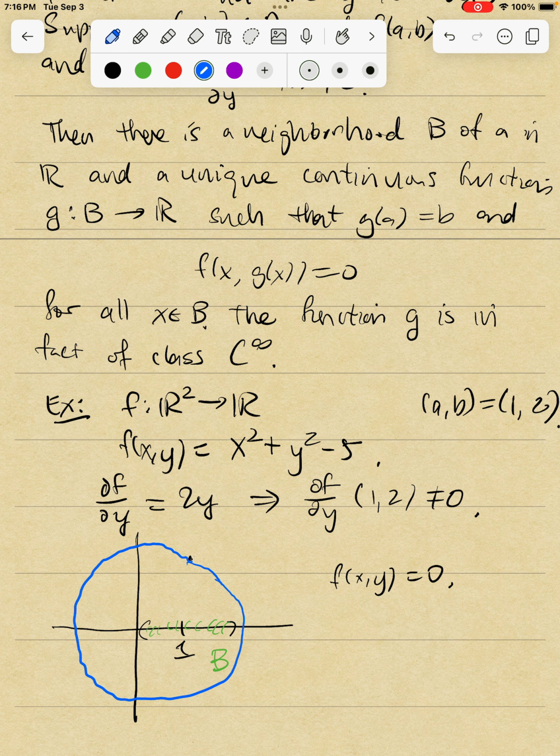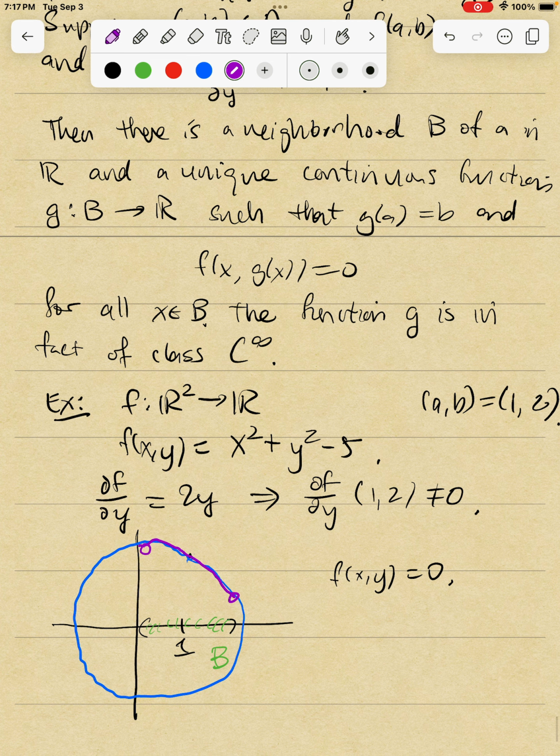Okay, that doesn't look centered at the origin, but it's supposed to be centered at the origin, and it has radius square root of 5. And there's supposed to be a function g such that f of x comma g of x equals 0. In other words, g of x for all x in b is on the blue curve. So you might have something like this. This would be y equals g of x.